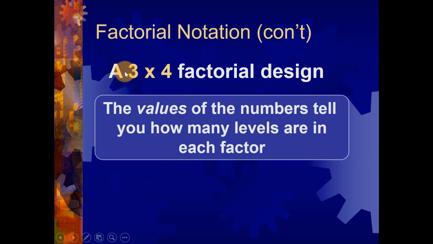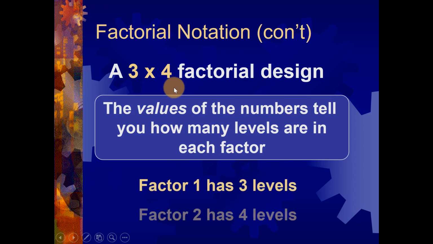The values of those numbers, what these numbers actually are, tells you how many levels are in each factor. So remember, this is factor 1, this is factor 2. How many levels are in factor 1? There are 3 levels. How many levels in factor 2? 4 levels. So factor 1 has 3 levels, factor 2 has 4 levels.